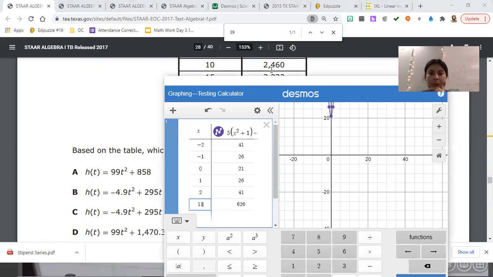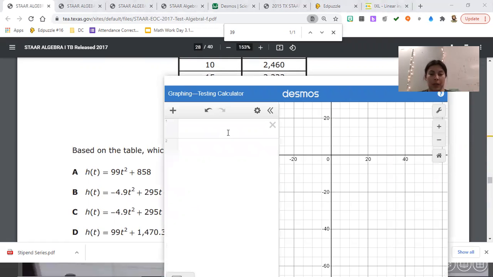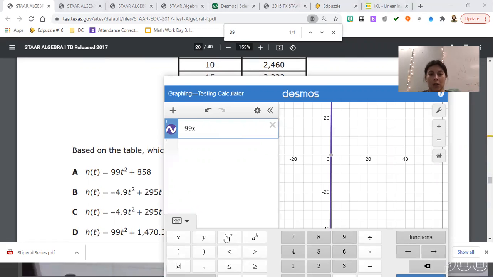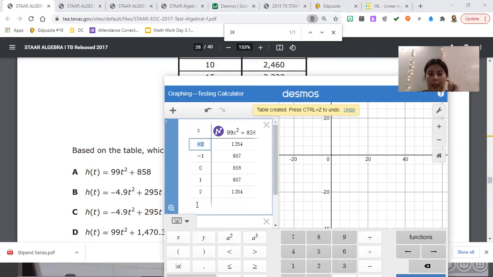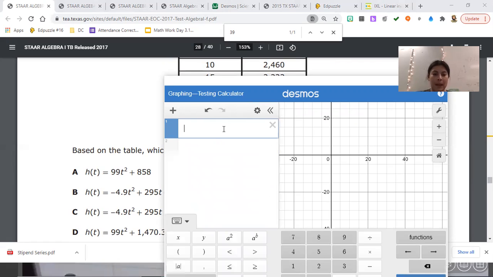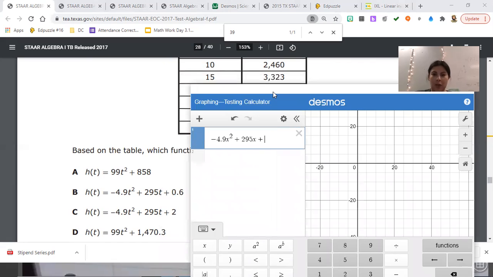So let's see. Close out of here. Type this, 99. Don't do the T. Do this X. 58. Press enter. I'm just looking at the table, so I don't need to see the graph. It shows here that 10 is supposed to be 2,460. It's not the right answer. Close out of that one. Let's type in the next one. Negative 4.9x squared plus 295x plus 0.06. Let's make our table.